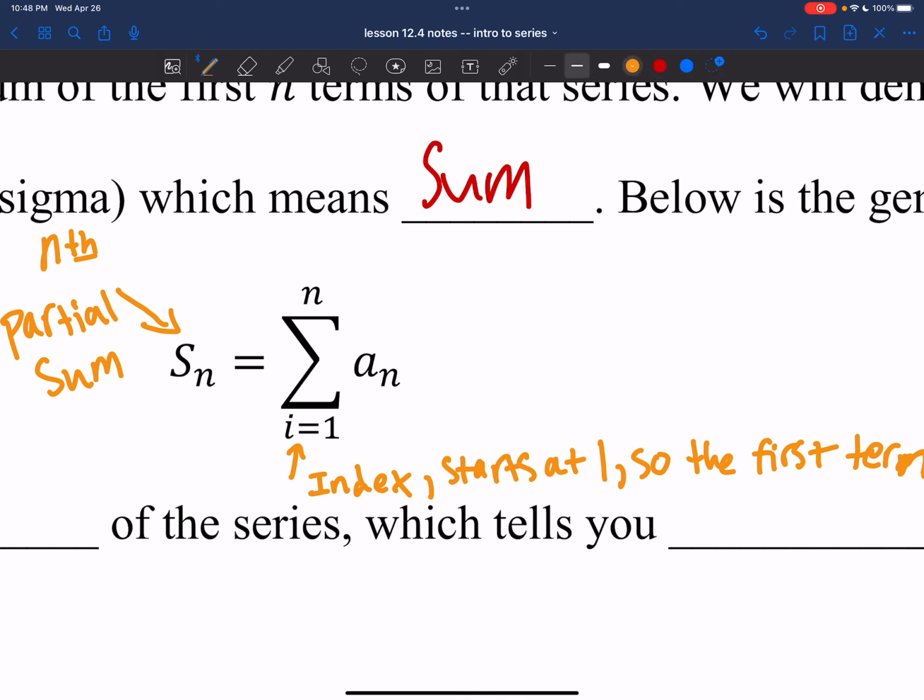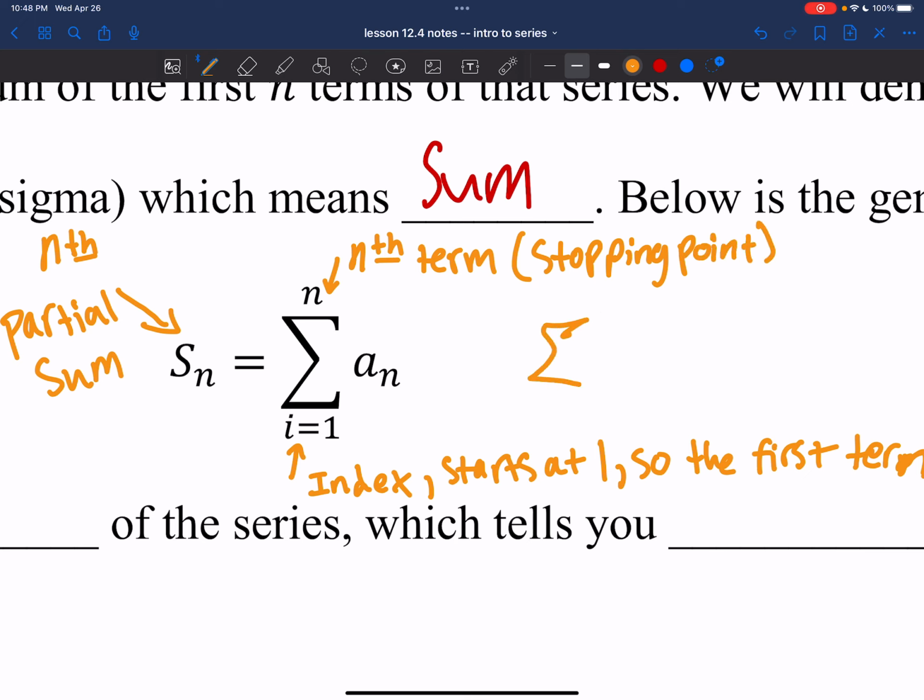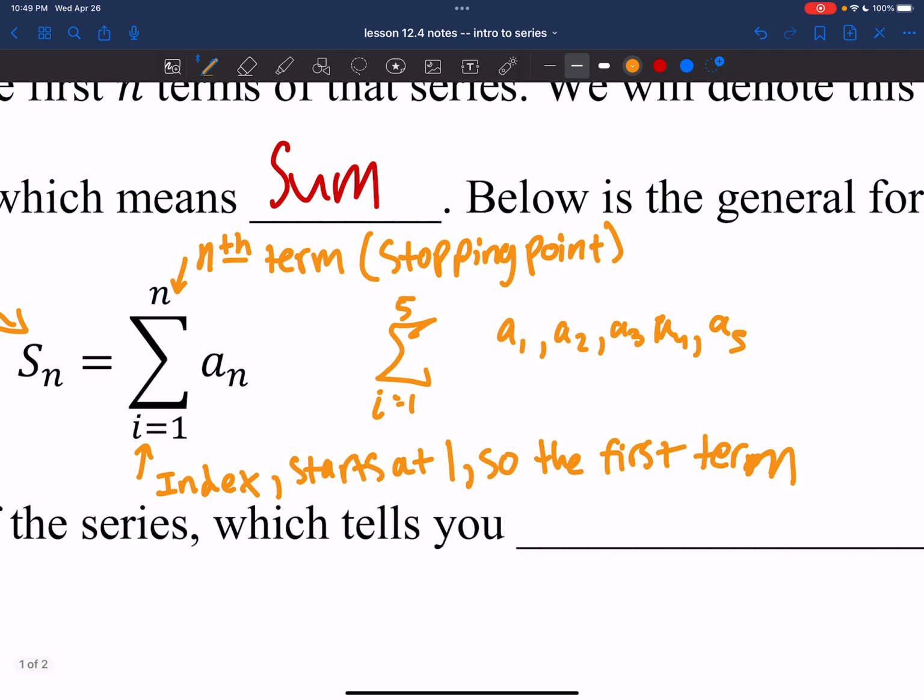The number on top, this n, tells you where it stops, okay? So this is just the nth term. And you can think of this as the stopping point, so it's not going to go past n. If I have a sigma of i equals 1 to 5, that means I start at the first term, a sub 1, a sub 2, a sub 3, a sub 4, a sub 5. And it stops there. It doesn't go past it. It doesn't go to 6 and so on. And by the way, those should all be plus signs because it's adding.